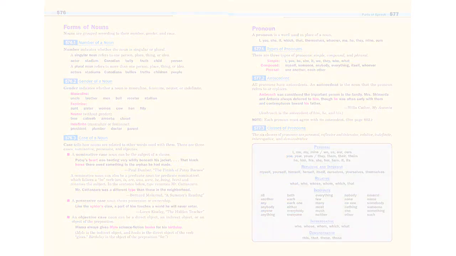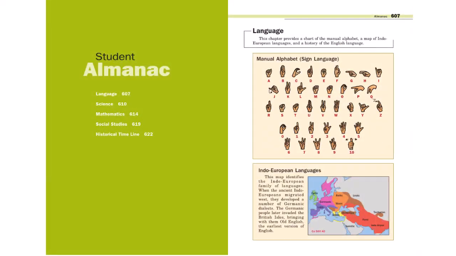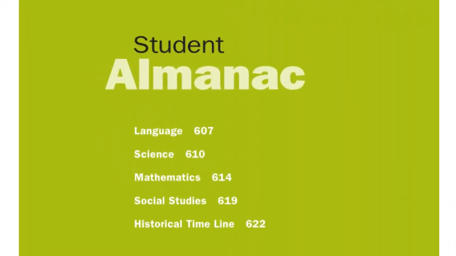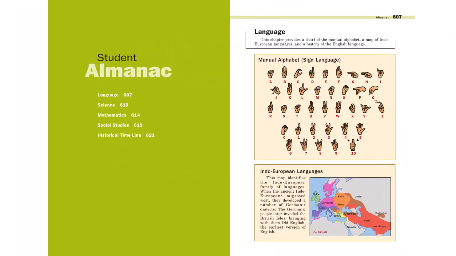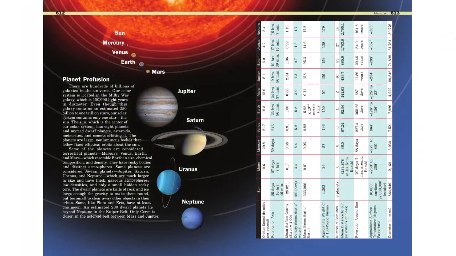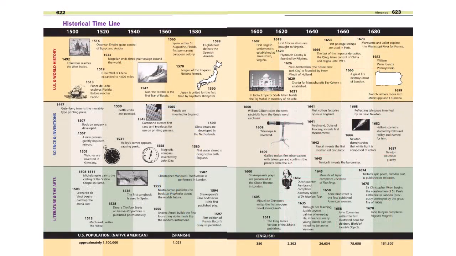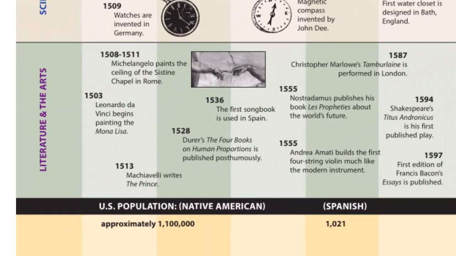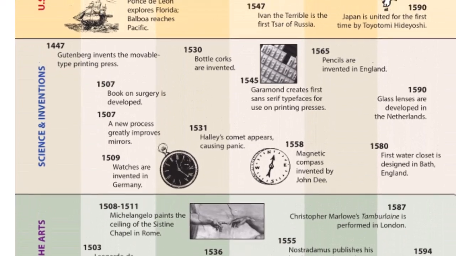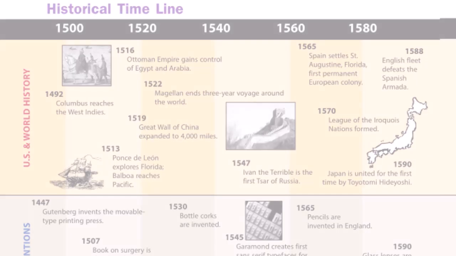and pronouns. Finally, we have the Student Almanac with sections on language, science, mathematics, social studies, and history. High-interest topics and graphics help inspire students to write across the curriculum. This historical timeline features key events in literature and the arts, science and inventions, and U.S. and world history.